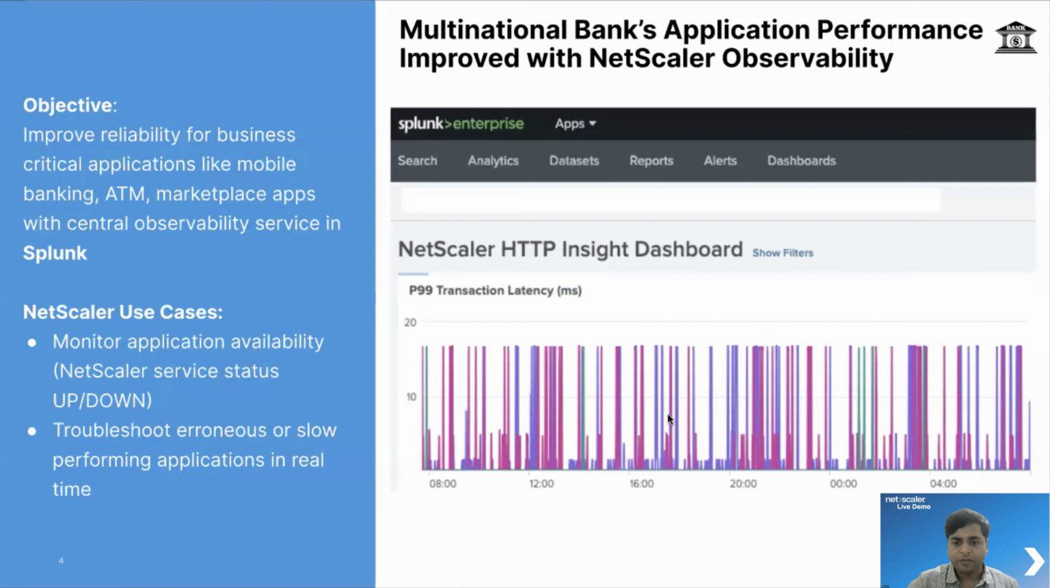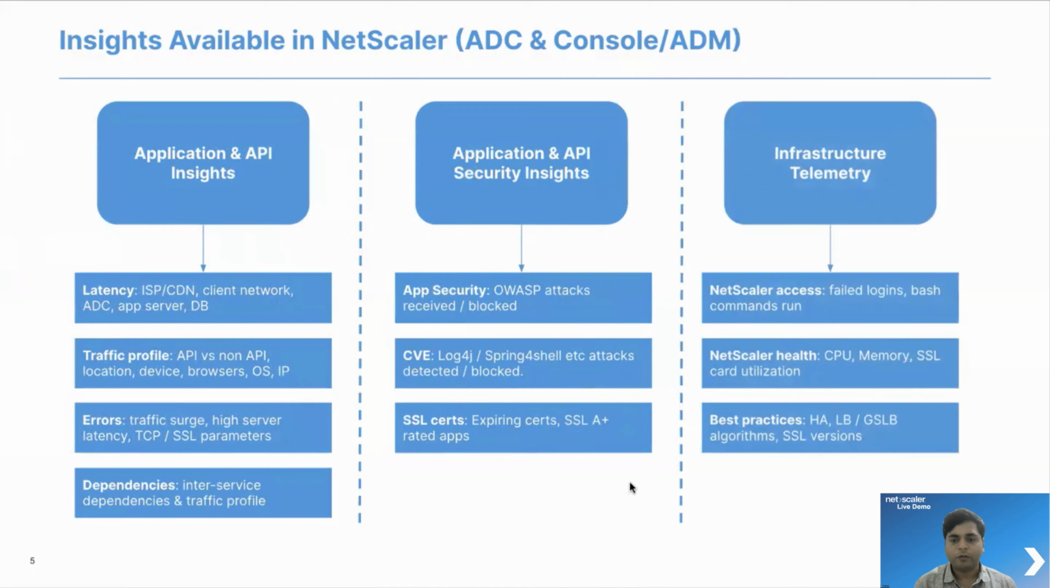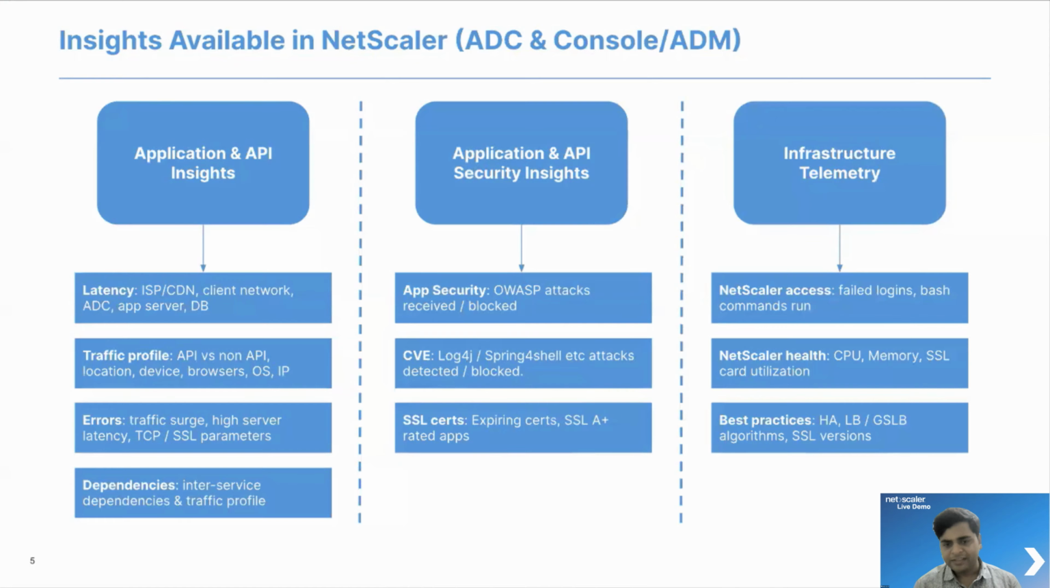NetScaler has different sets of telemetry, and we are classifying those into three buckets. Obviously, there could be more such distributions of the telemetry. To keep it very high level, the NetScaler telemetry that can be consumed on Splunk or any other observability tool consists of applications and API insights. When I say application and API insights, these are really the application KPIs or counters, such as latency. There are other traffic profiles that you want to monitor.